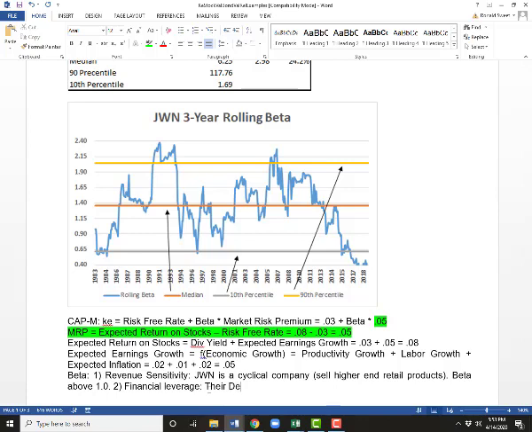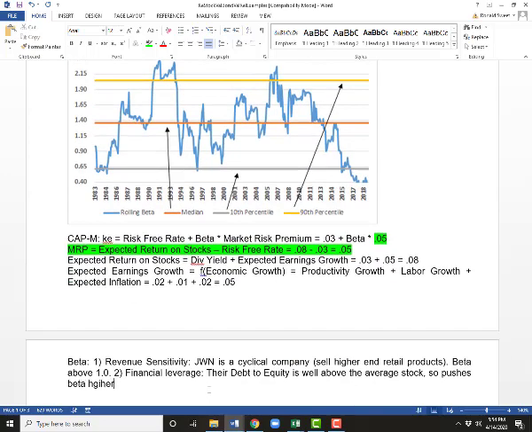So their debt to equity is well above the average stock. So that pushes beta higher, further away from 1. If we have a range on beta, we think it's maybe between 1.2 and 1.5. This high debt to equity is going to push us closer to that 1.5. The third thing is operating leverage.